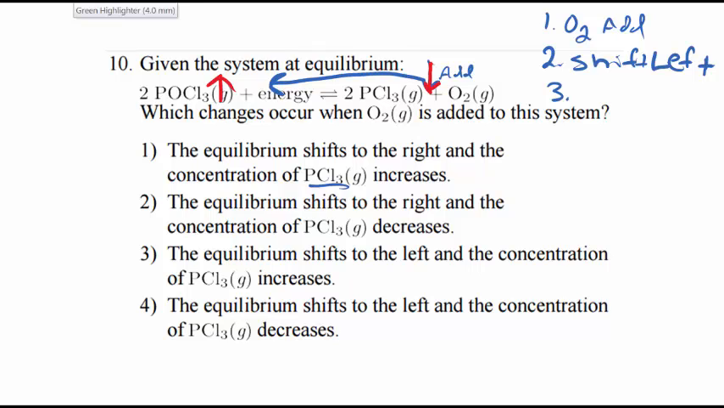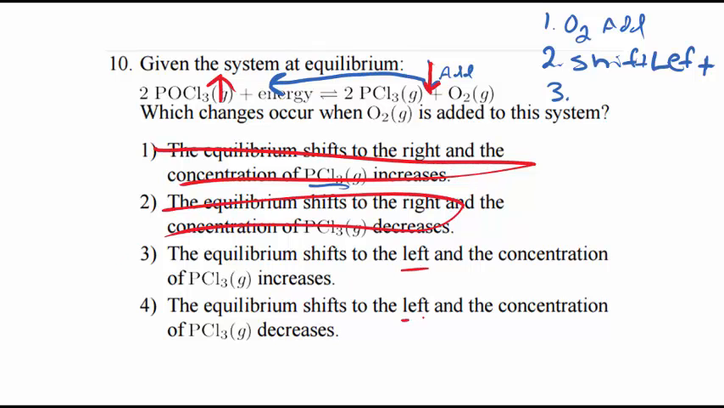Equilibrium shifts to the right. Nope. We already said it's shifting to the left. Equilibrium shifts to the left. Yes. Concentration of PCl3. That's this right here. That's going down. I shifted away from that. Decreasing. So I know that the correct answer is number 4. Equilibrium shifts left. Concentration of phosphorus chloride decreases.